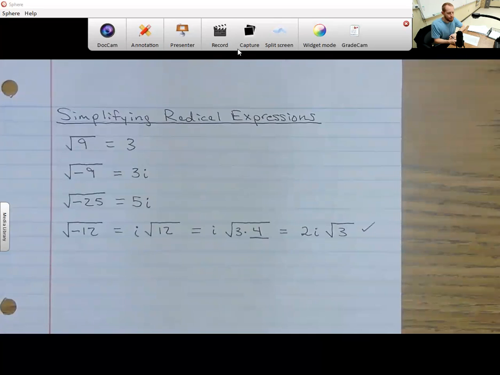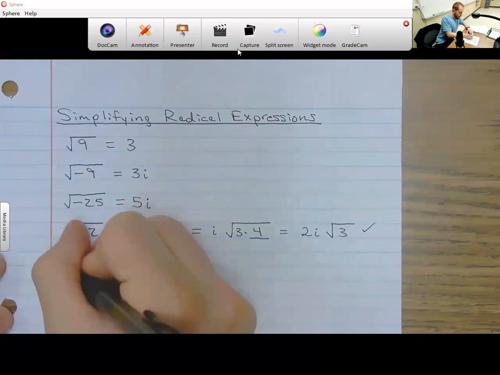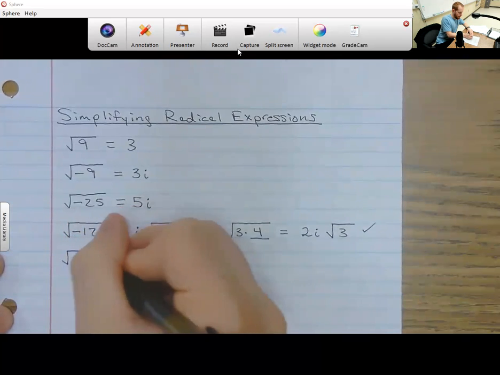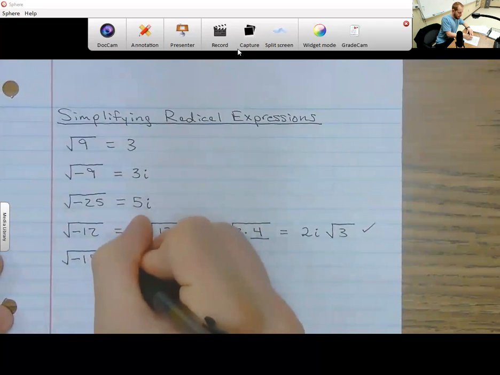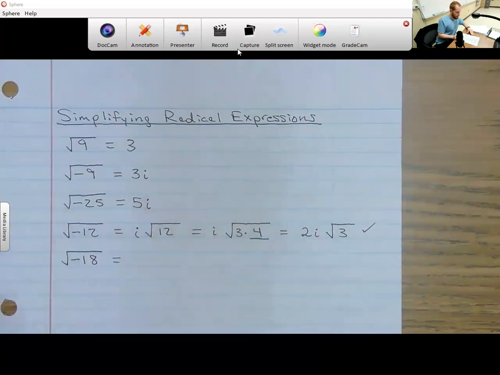Whenever you have a negative number under the square root, you can take the negative out as an i first. And then after that, you can break it down like usual. So the next one I want you to try on your own. See if you can find the square root of negative 18. What would that be? And while you're doing that, I'll go ahead and be writing down the next problem.